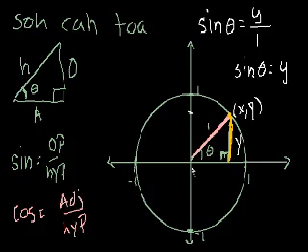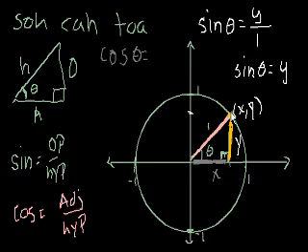I'm running out of colors. Right, the adjacent side is this bottom side right here. So cosine of theta would equal this gray side, which is the adjacent side. And what is that? What is the length of this side? Well, it's just x, right?